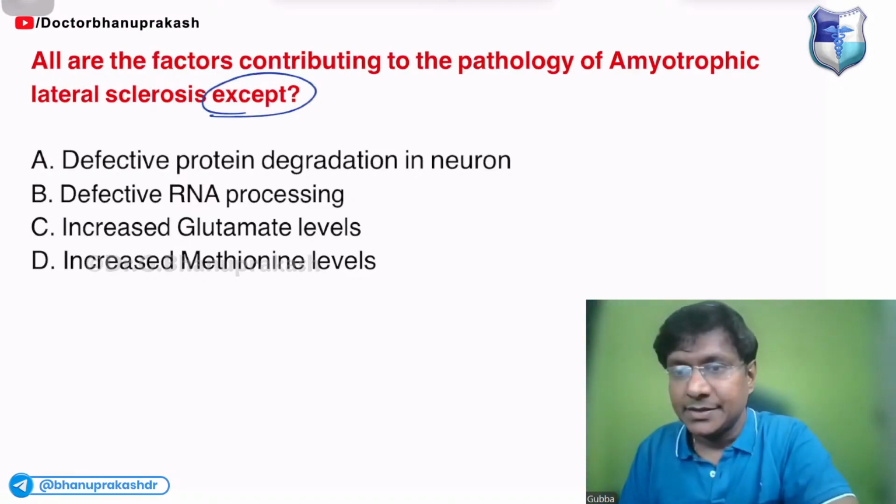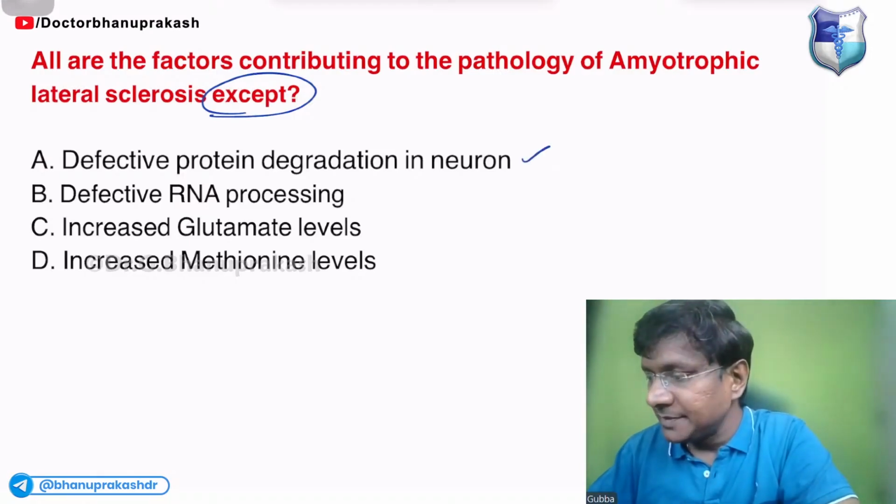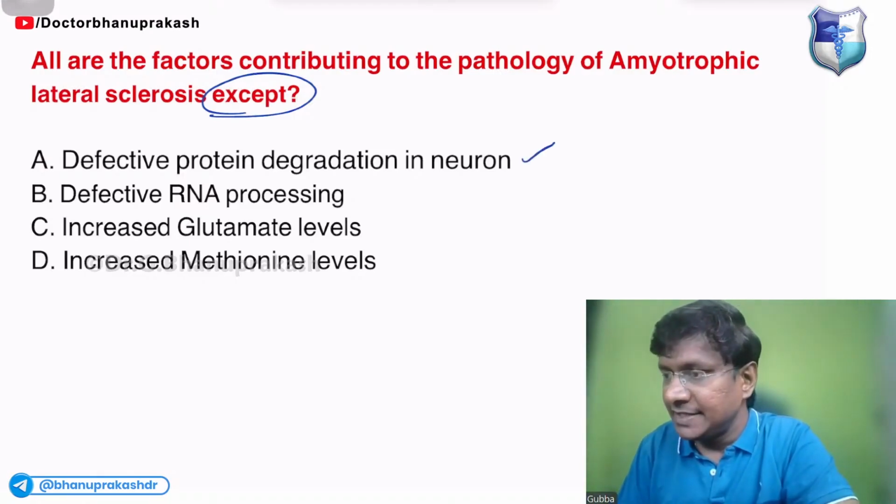Okay, right. So in case of amyotrophic lateral sclerosis, let me tell you that these patients will have defective protein degradation in the neuron. There will be defective RNA processing.